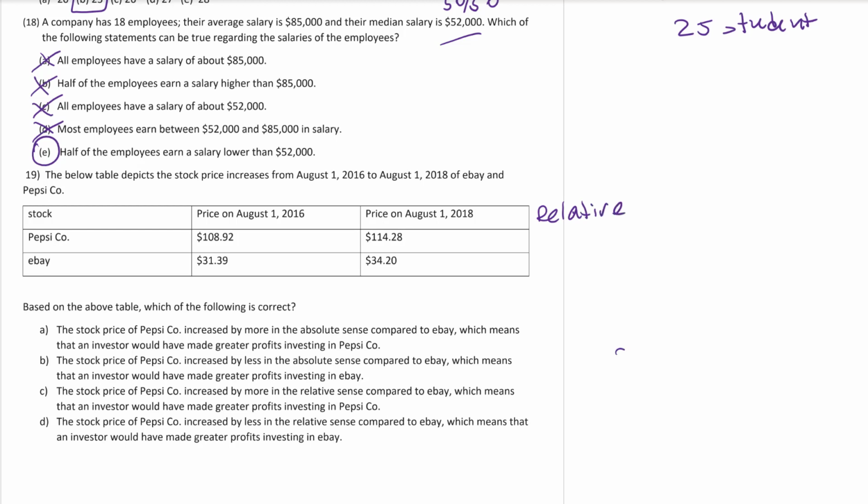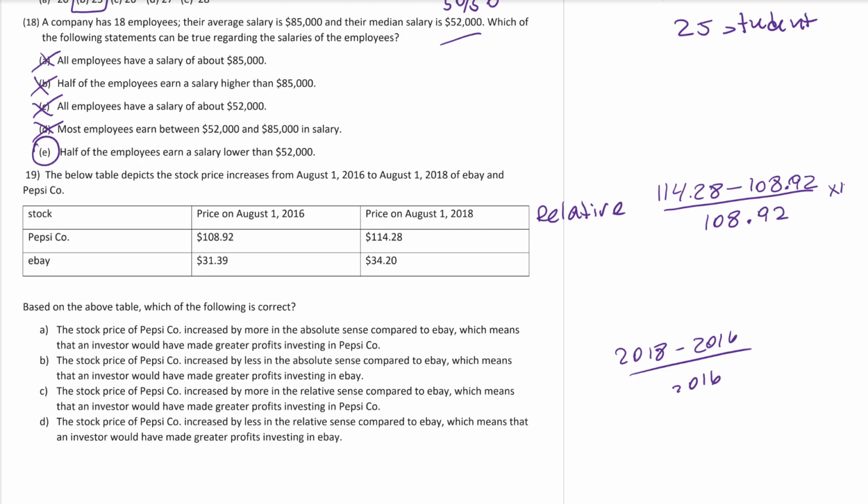All right, so we're going to do the 2018 numbers minus the 2016 numbers over the 2016 numbers, like in terms of what you're going to be doing, right? So it's 114.28 minus 108.92, subtract first and then divide by the starting amount, and then get the percent. Don't forget to multiply by 100 and do the same for eBay. All right, so let's see what we get for Pepsi. It's 4.9%, okay?